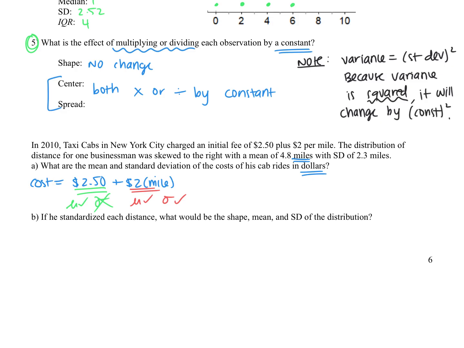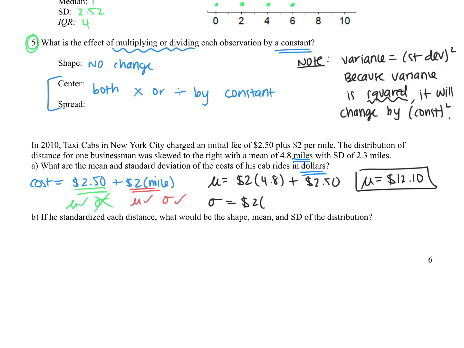Okay, so if we keep those rules in mind, our new mean is going to be $2 times that 4.8, and then we're going to add the 2.50. So the mean in dollars is $12.10. Our spread, though, like we said, is only changed by that $2. The 2.50 shifts the distribution, doesn't change the spread, though. So our standard deviation is going to be $4.60. And all that is the average and the spread in dollars instead of miles.